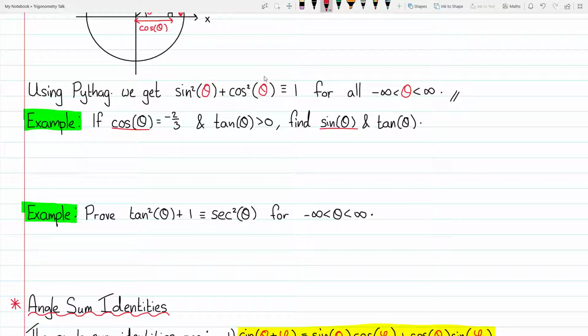Now we know what the Pythagorean identity is. Let's apply it immediately. I mean, sine squared plus cosine squared is 1. Let's write this: sine squared theta plus cosine squared theta is identical to 1, or in this case for a specific angle it's equal to 1. But we know that cosine is negative 2 over 3, so cosine squared is going to be 4 over 9. We're just plugging this in.